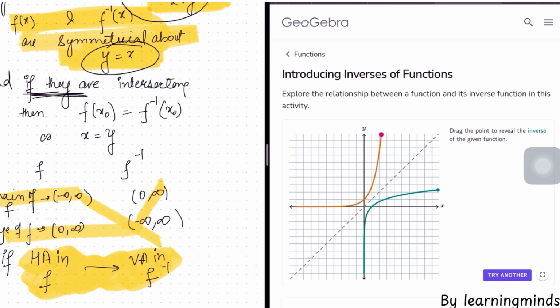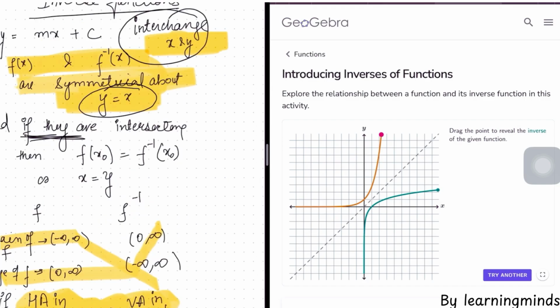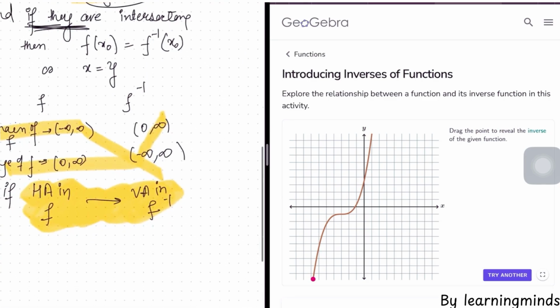So with these properties we can always sketch the inverse of any function, just by seeing its mirror image in the y equals x line. So if I give you this line, I would really suggest you sketch the y equals x line for this cubic function and try to sketch the inverse graph on your own. Thank you. If you have any doubts, then please leave them in comments.